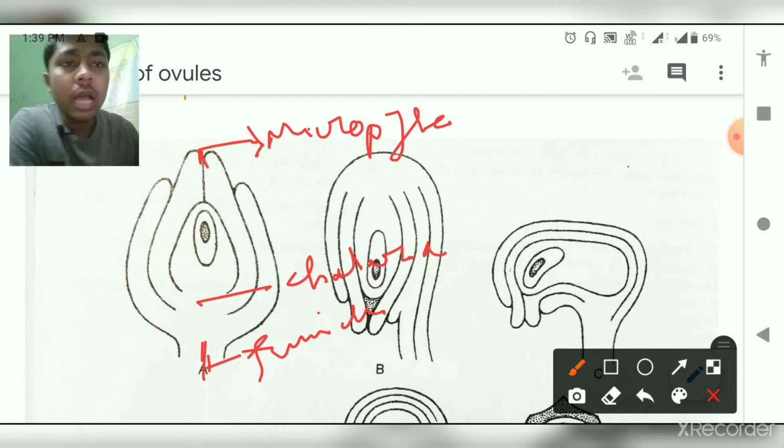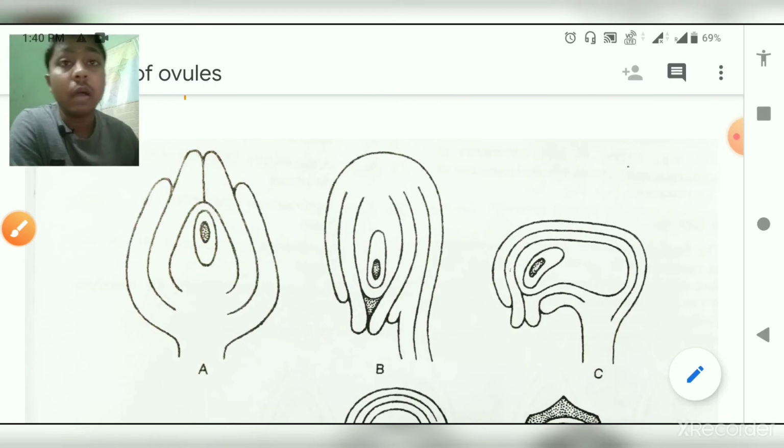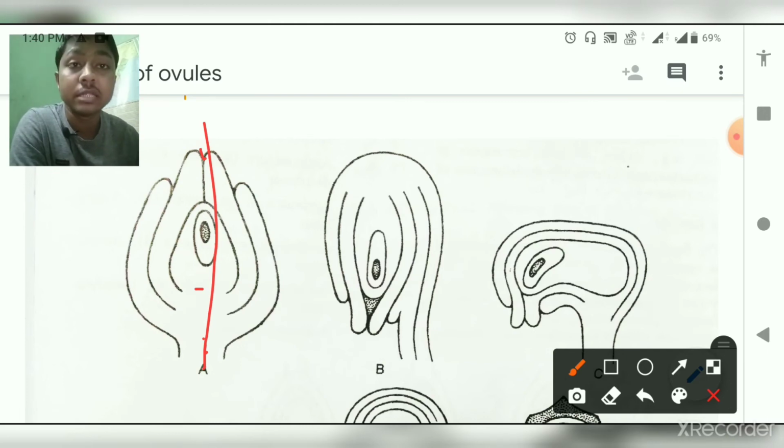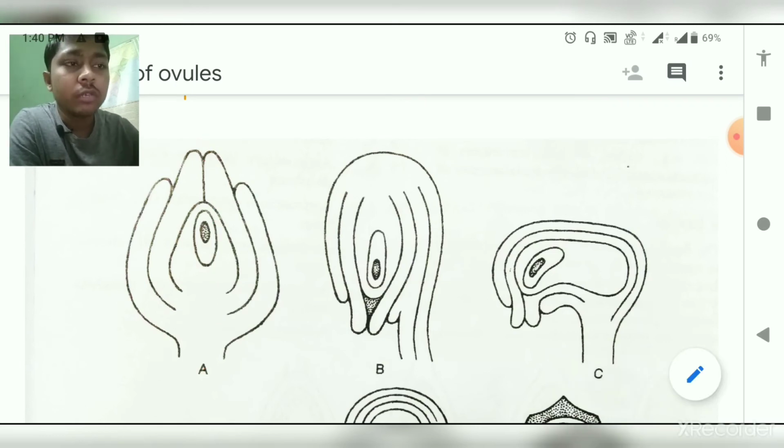I hope this is clear to you. According to the definition, this is the straight type of ovule, because here the funicle, micropyle and chalaza lie in a straight line. So that's the reason it is called orthotropous or straight ovule. I hope this is clear to you.